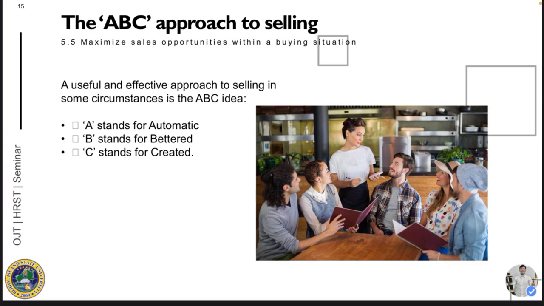Next is letter B, better. If the customer came in and asked for a city tour and you upsold them into buying a better quality, more expensive, more respected, excellent value for money, private luxury tour, then you have created a better sale. Okay?